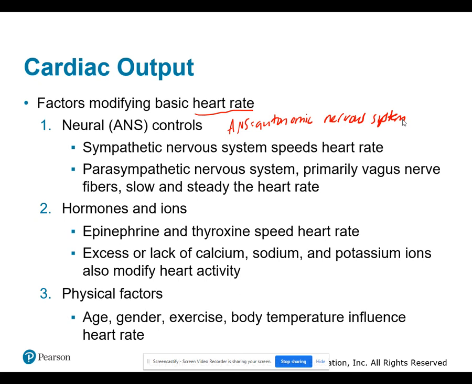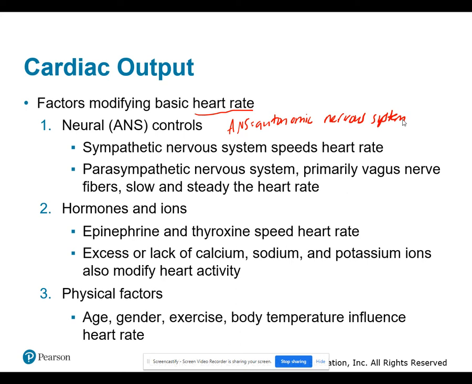The second thing that can affect heart rate is hormones and ions. Epinephrine and thyroxine help speed up the heart. Again, remember epinephrine can be sent through these neural pathways, so your sympathetic nervous system can secrete epinephrine to get your heart going. Also, if you have an excess or lack of different ions, such as calcium, sodium, and potassium, which are important for nerve impulses in cardiac muscle, these are all going to change your heart activity and the speed of your heart rate.